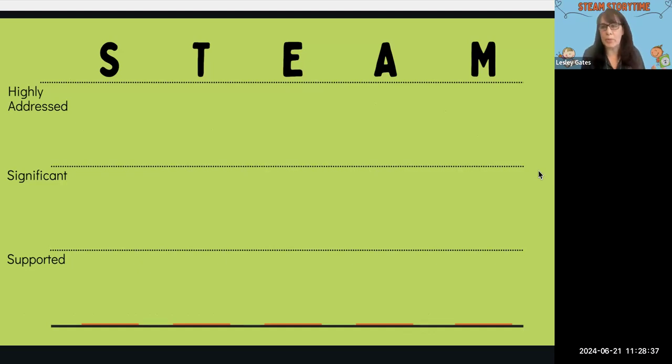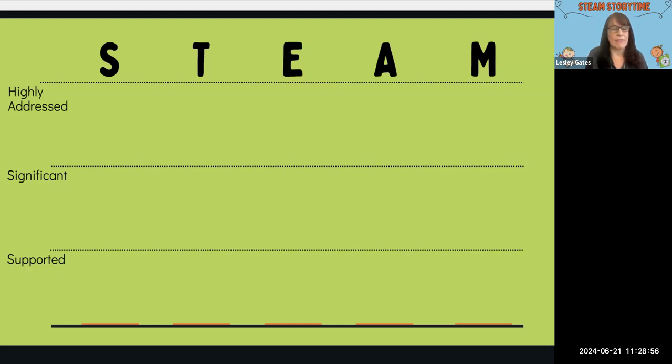And I've gotten to the point where I don't need to write this down as much, but those first few times I was really trying to figure out how do I look at literature and how do I make sure I'm really doing something that's STEAM connected and not just an engineering challenge. This is what I think of.